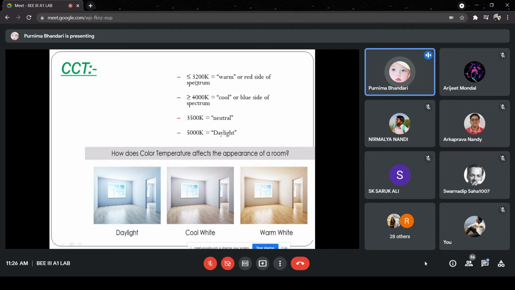So if the color temperature is less than 3200 Kelvin, it will be mostly on the red side of the spectrum, and we call it warm. If it is greater than 4000 Kelvin, we call it cool, or the blue side of the spectrum, and daylight temperature is around 5000 K.